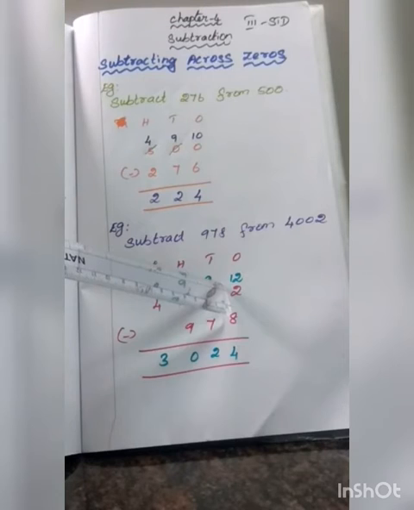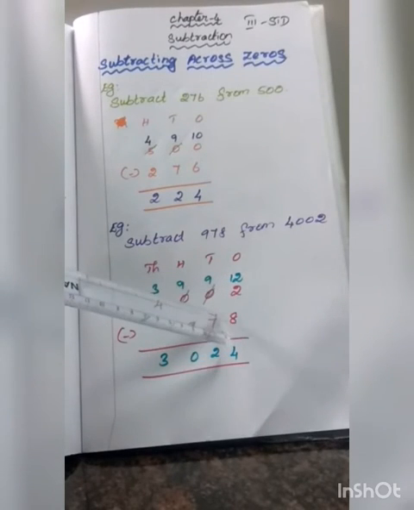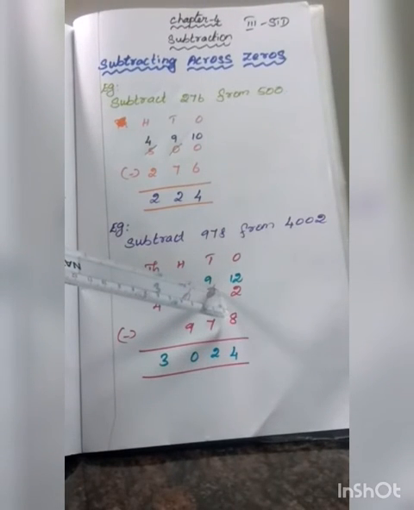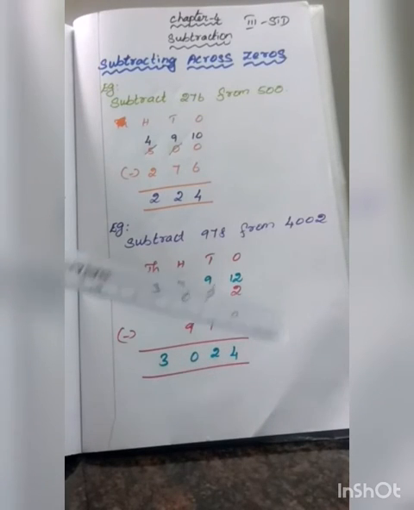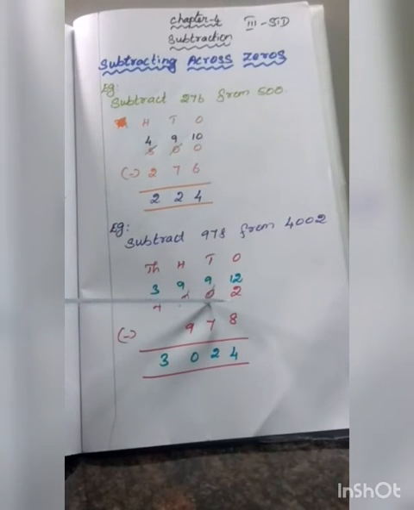In the ones place, what are the numbers there? 2 and 8. So 2 is the smaller number. We can't subtract 8 from 2. So what do you have to do? You have to borrow 1 from the neighbor tens place. In the neighbor number, what is there? 0. So we can't borrow from 0.